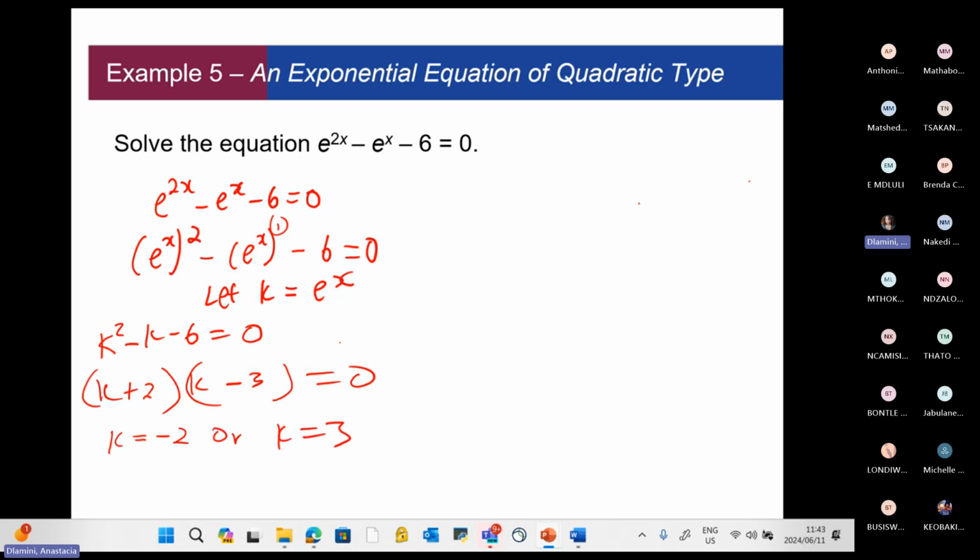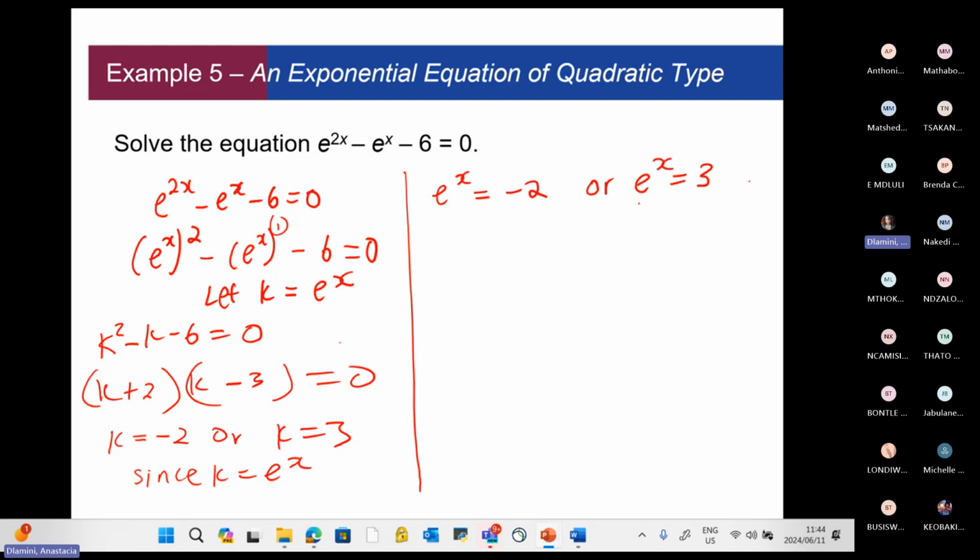Are you done? No, we are not done. We go back to e to the exponent of x. Since we know that k is equal to e to the power of x, we need to substitute. So now we say e to the power of x is equal to -2, or e to the power of x is equal to 3.